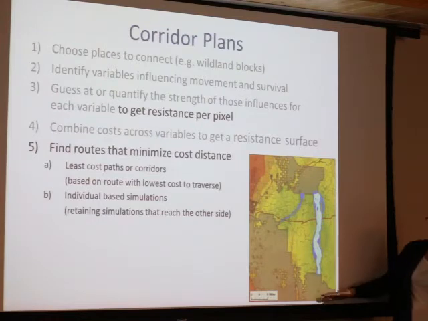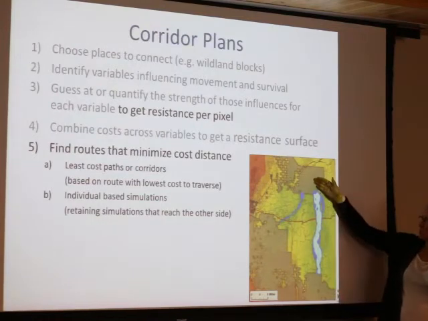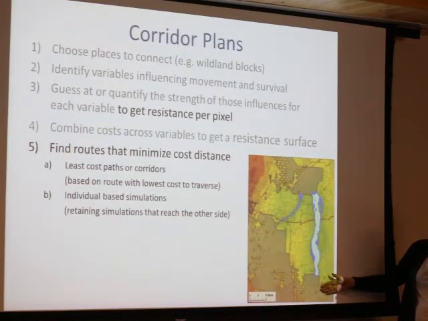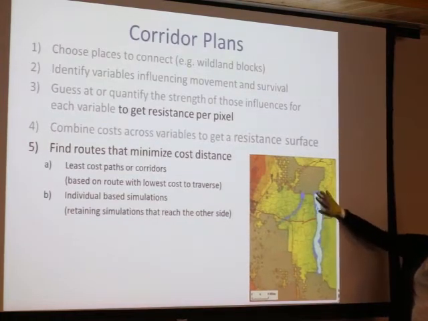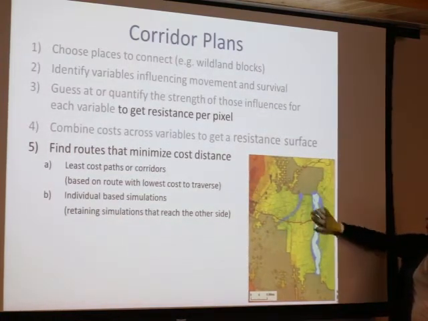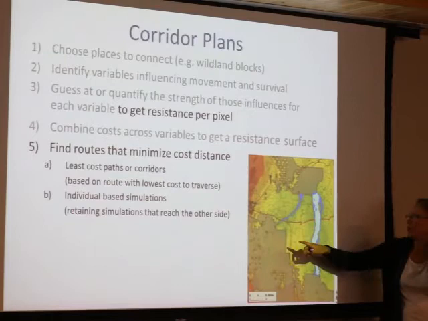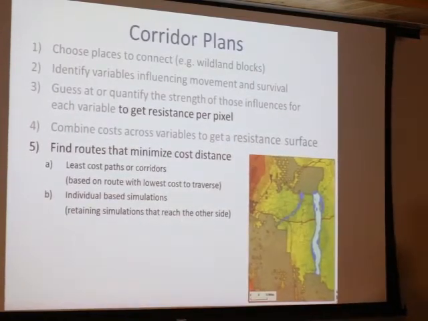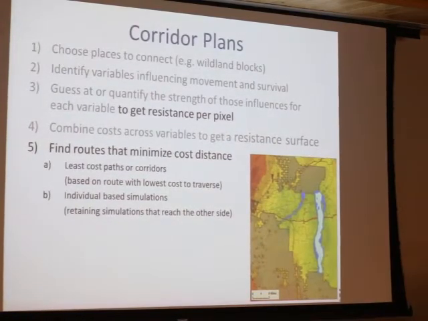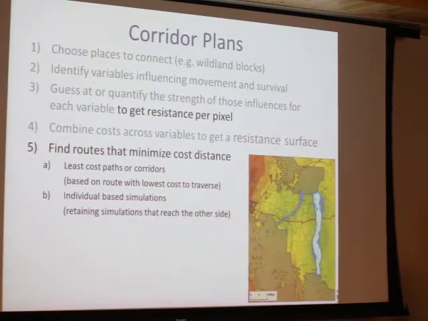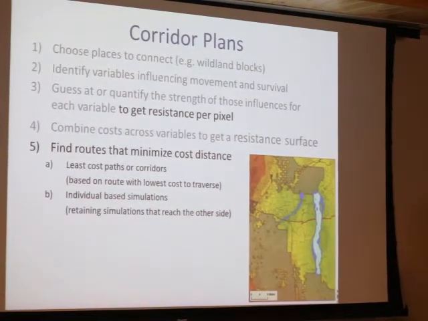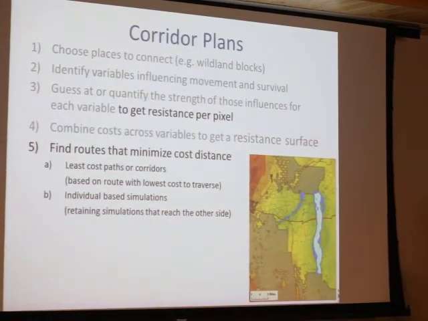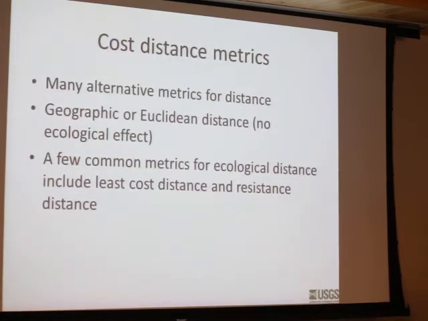And there are several different ways to do that. Least cost paths and corridors are basically trying to find a route that is the cheapest for an animal to disperse through. There are also other approaches using individual simulations, where you might retain the simulations that reach the other side and look at the probability of those making it there.